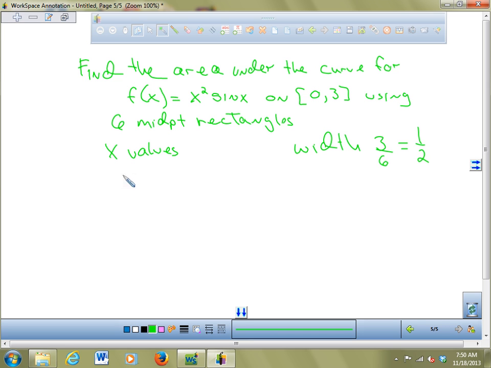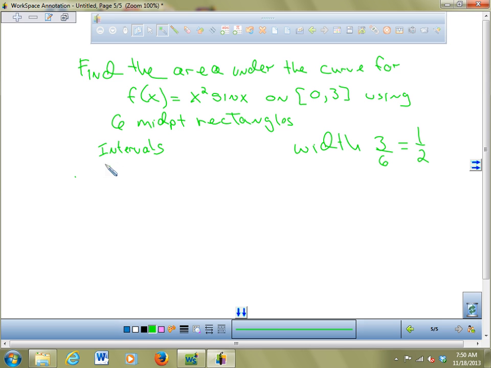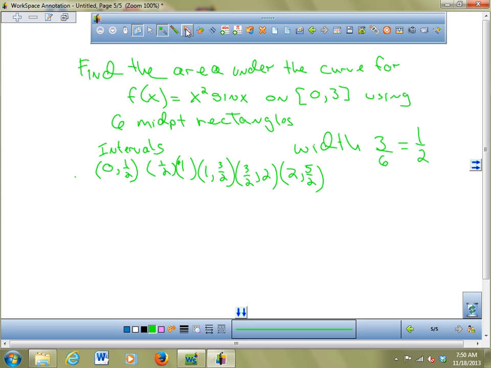The x values, I'm going to start, so the intervals are going to be from 0 to 1 half, right? And then from 1 half to 1, right? And then from 1 to 3 halves, I'm just going up by a half each time. And then from 3 halves to 2, and then from 2 to 5 halves. Is that 6 yet? Whoops, that should be a comma there, not a parenthesis, sorry.